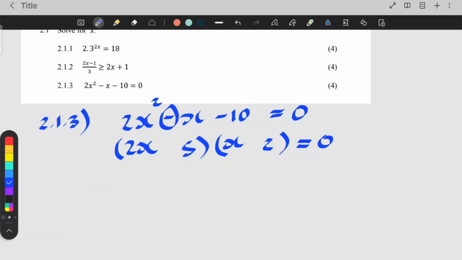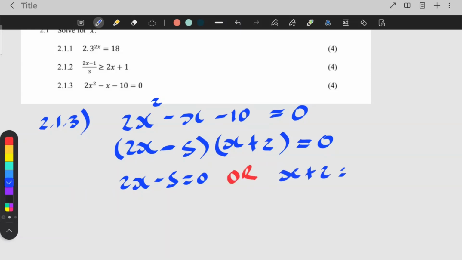The biggest number gets a minus. So here by the 5, it will get a minus. And that means this is a plus. Okay, and you can use the long method for this. So I get 2x minus 5 is 0. Or x plus 2 is 0.